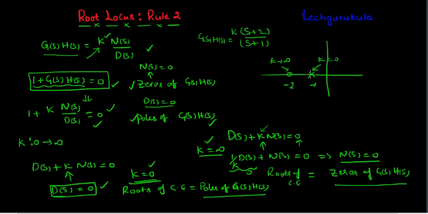It means as k is increasing, this pole is going to move in this direction, and as k tends to infinity, it is going to go to this point. This is how the root locus looks for this one based on this rule number 2. The root locus starts from the open loop poles and it ends at open loop zeros for these characteristic equation roots.